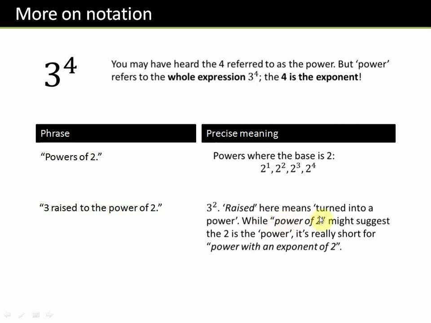Power of 2 might suggest that 2 is the power. It's really short for a power with an exponent of 2. So it is a short form, 3 raised to the power 2. And powers of 2 means you have different kinds of powers: 2 power 1, 2 power 2, 2 power 3 and 2 power 4. So this is the difference between the index notations.